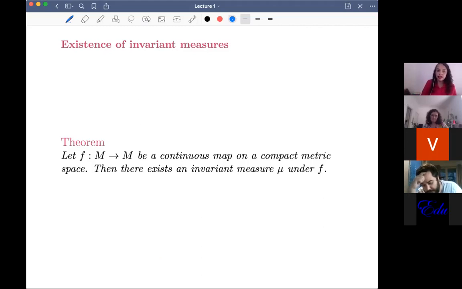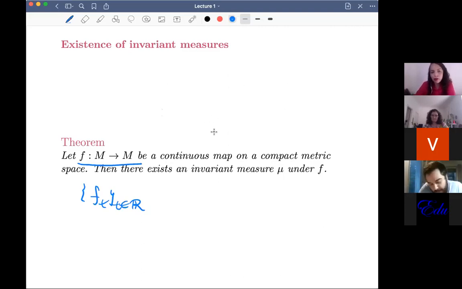This theorem is extended in exactly the same way: instead of a map, if you have a flow that's continuous on a compact metric space, you also have an invariant measure. Recently, I'm very interested in some flows that are not continuous, and because of this, they don't immediately have an invariant measure. So you have to work a bit more to get an invariant measure to start to do anything.